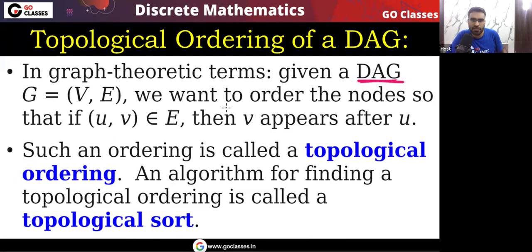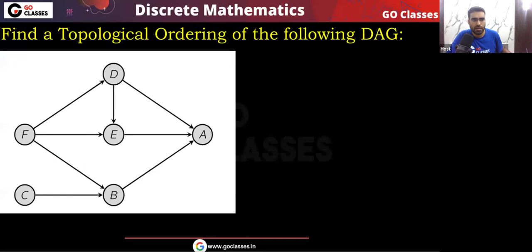If you have a directed acyclic graph, then to find a topological order, remember, a topological order is a linear order. So the elements of this graph you are putting in a linear order. And what should happen? If there is an edge from U to V, then V should appear after U, or I can say U should appear before V. This type of ordering is called topological ordering, and the algorithm to find this ordering is called topological sort. Very simple.